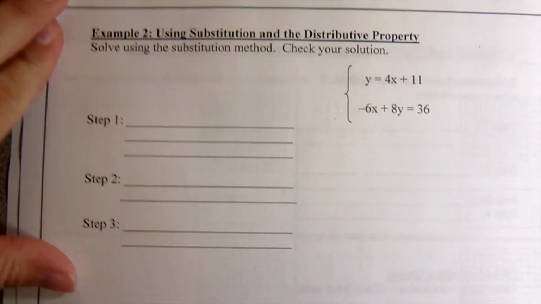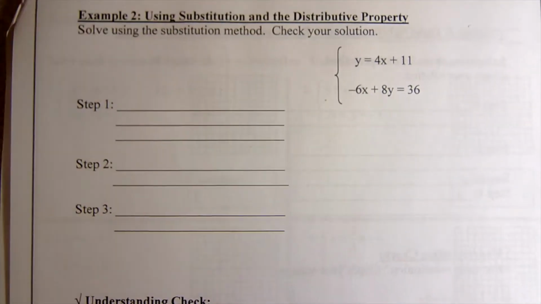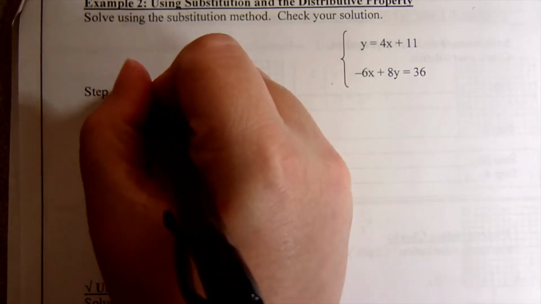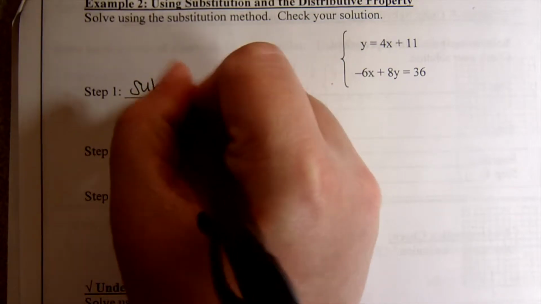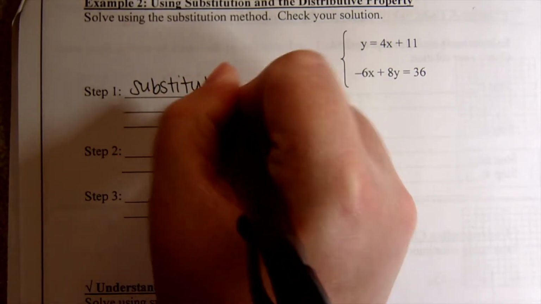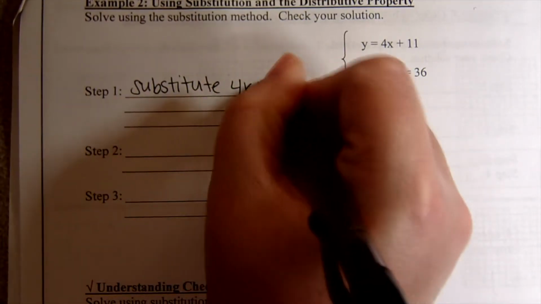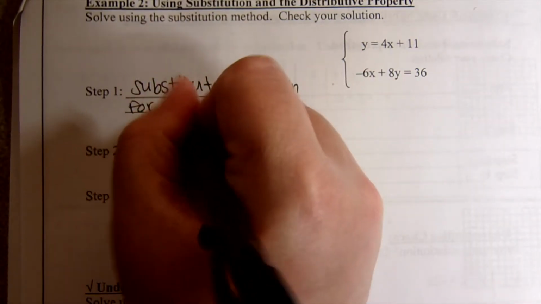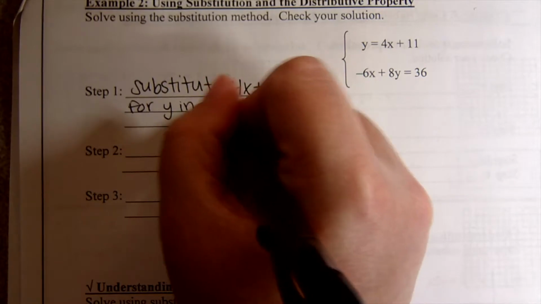This now adds an extra step. So, step 1, we are still going to substitute 4x plus 11 in for y in the second equation.